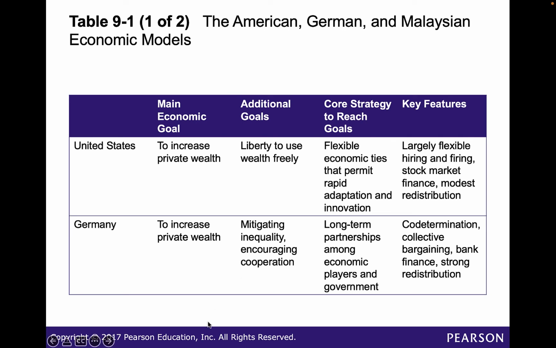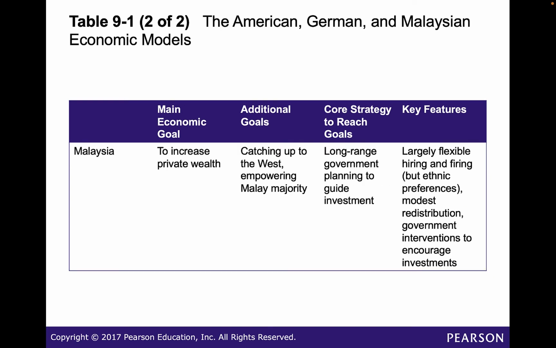Germany's aim is the same, to increase private wealth, but also to try to lessen inequality and encourage cooperation among employers and employees. That leads to a long-term partnership among the economic players and the government, as well as economic players and their employees. Codetermination, unionization, collective bargaining, a strong banking system, and aspects of redistribution of the wealth.